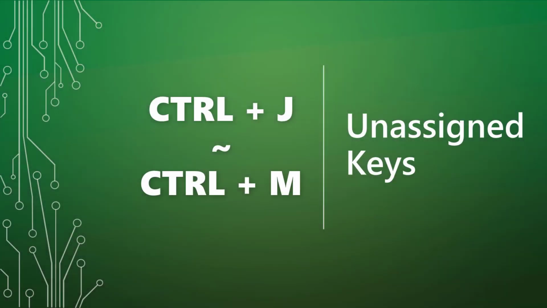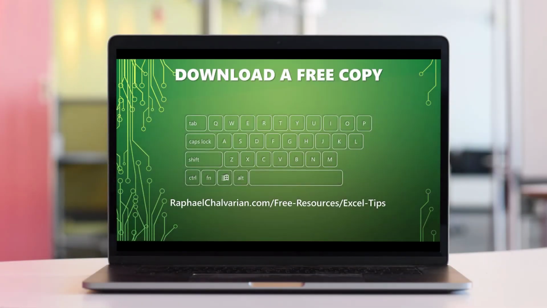And finally, Ctrl+J and Ctrl+M. These two letters are unassigned. In other words, they don't do anything. Think of these two letters as spares, so you can assign your own keyboard shortcuts to J and M without overriding the other letters. Macros is an example that comes to my immediate mind. And there you have it, 26 keyboard shortcuts for immediate use in Excel.